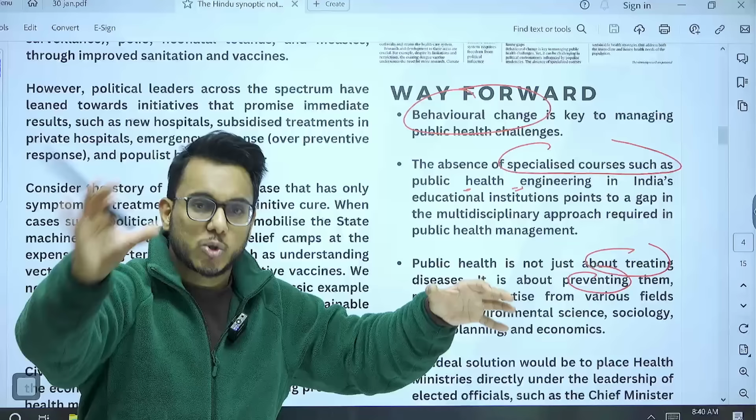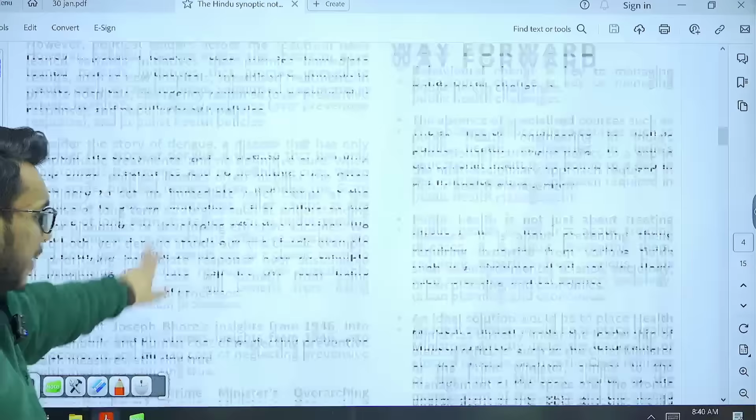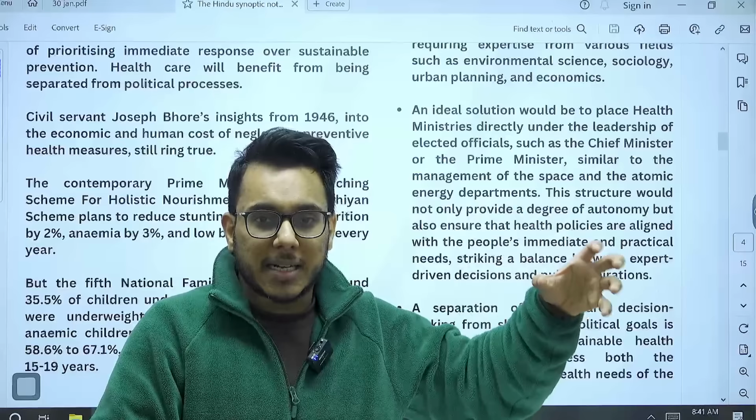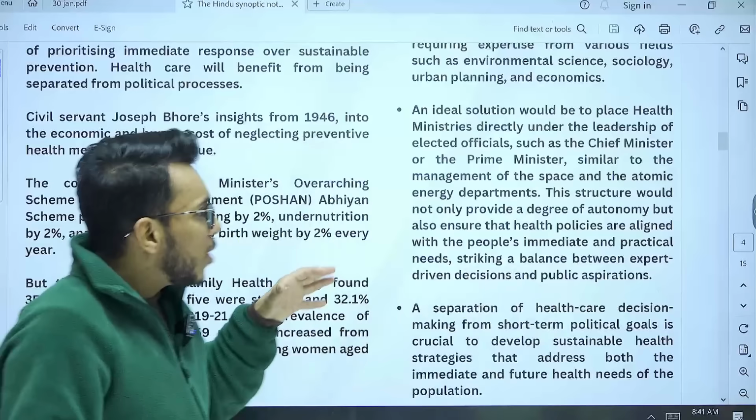Now, guys, understand this. What has happened? There is a lot of politicization in health. When we talk about India, India's space sector has scaled a lot of heights. Why? Because in the space sector, interference of politicians has been very much less. Now, what do we need to do? We need to divorce health from political interference also.